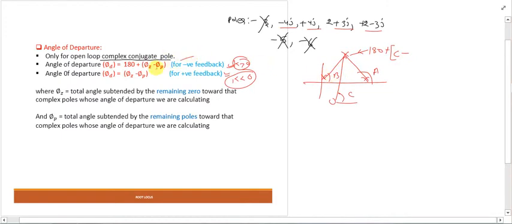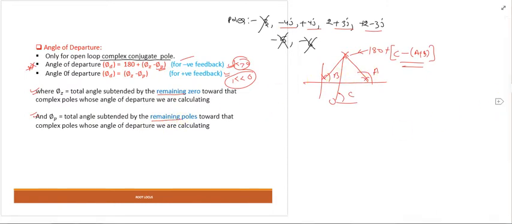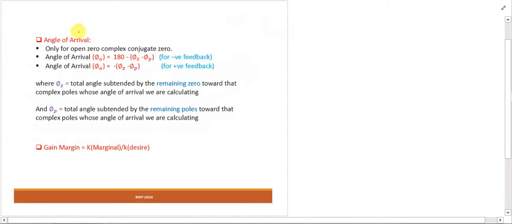What is phi z? Angle subtended by poles, bracket a plus b. We calculate this in our numerical problems. Just remember this formula. This is a very important formula. And what is phi z and what is phi p? The remaining zeros and remaining poles toward the complex pole. This is from remaining zeros, and this is from remaining poles, like this. I have already shown you. Now next, this is the last slide here.